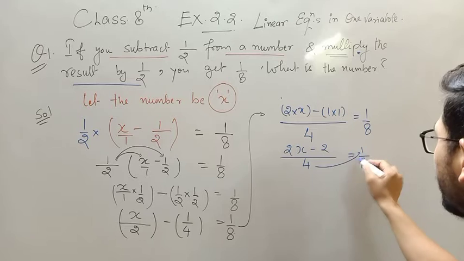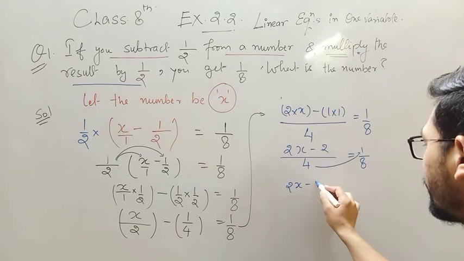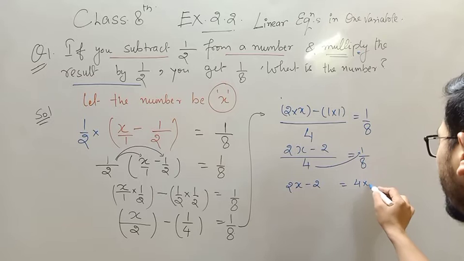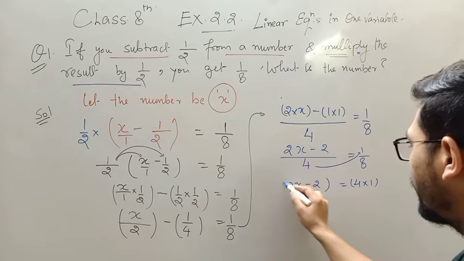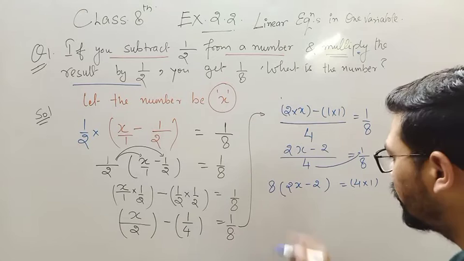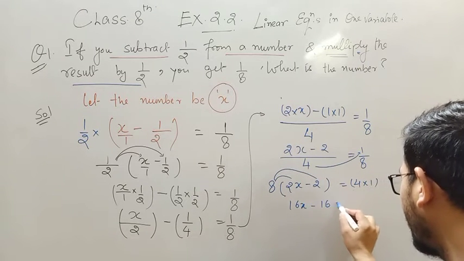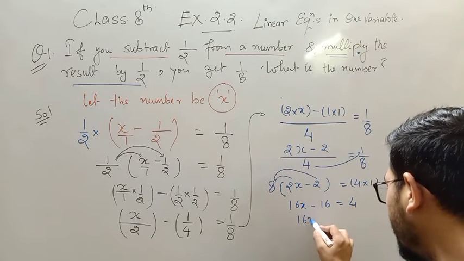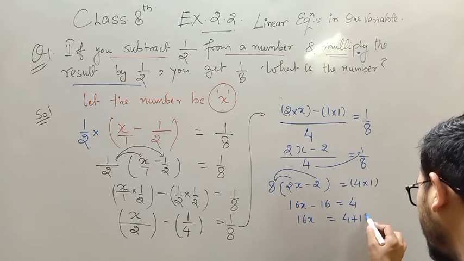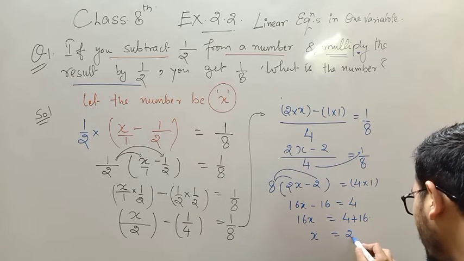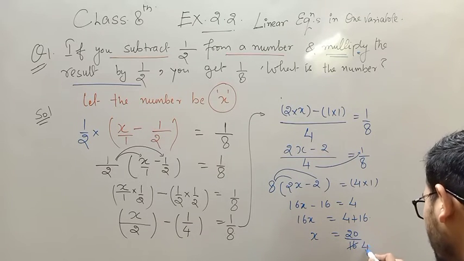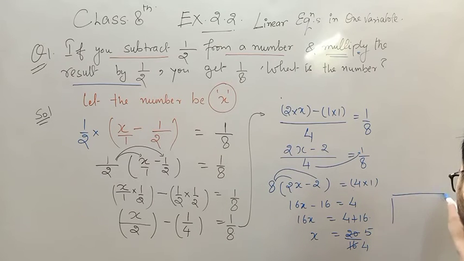Just cross multiply these two values. So 2x minus 2 is equal to... 4 into 1, and here is 8. 8 2s are 16, 2 8s are 16, and 4 ones are 4. 16x is equal to 4 plus 16. So x is equal to 20 upon 16. 4 4s are 16 and 4 5s are 20. So the required number is 5 upon 4, and this is your answer. Please note it down fast.